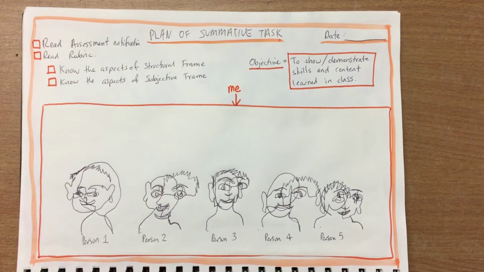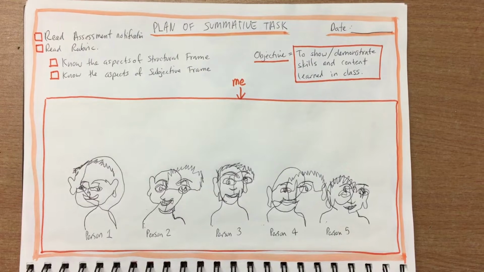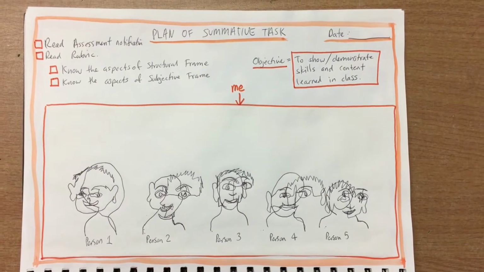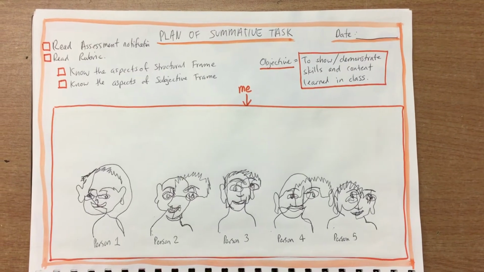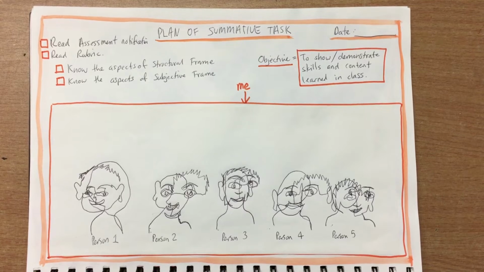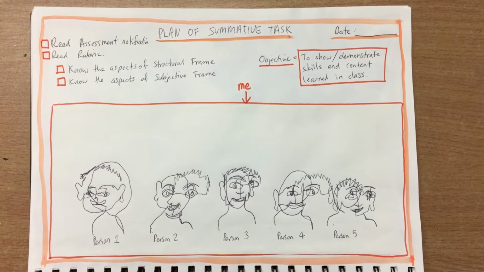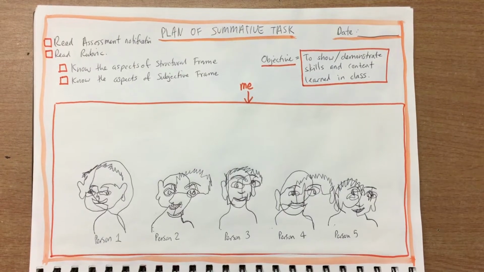Here is an idea of how to plan your summative task. First of all, please make sure that you read the assessment notification and the rubric. They'll give you a lot more information about what needs to be there. You need to know the aspects of the structural frame and the subjective frame, the ones that we've done in class and studied in class, because the objective of this particular summative task is to demonstrate the skills and content that you've learnt in class.